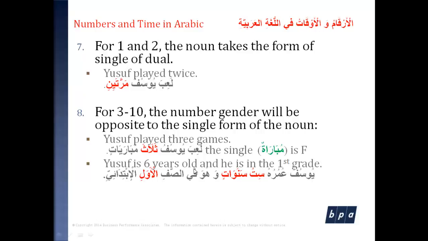Here's another example. Yusuf is 6 years old and he is in the 1st grade. يوسف عمره 6 سنوات. 6 سنوات, because the singular form of سنوات, سنة, is feminine, so ستة takes a masculine form. يوسف عمره 6 سنوات وهو في الصف الأول الابتدائي, and he is in the first, الأول, the first grade, الابتدائي.